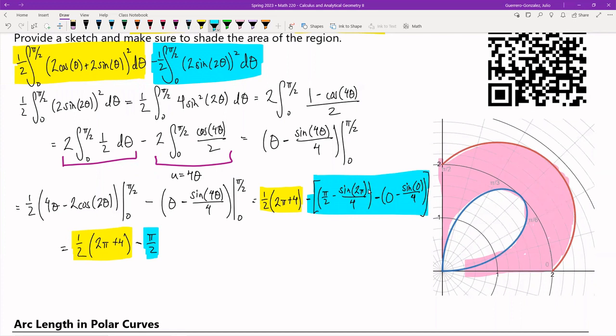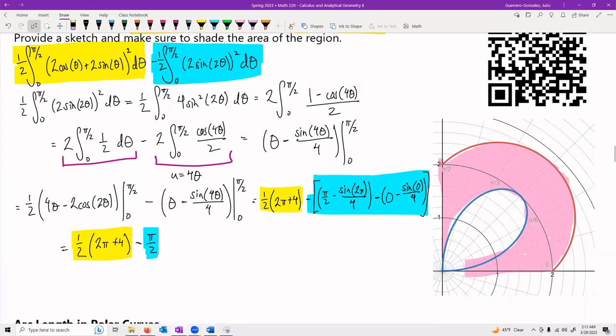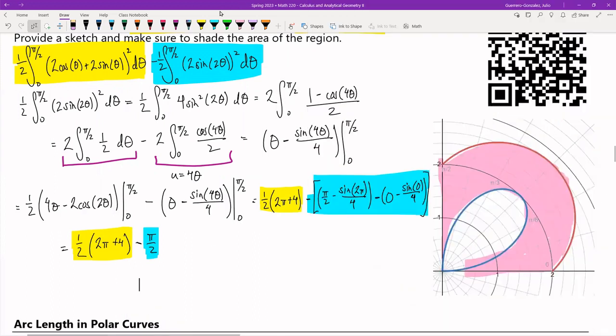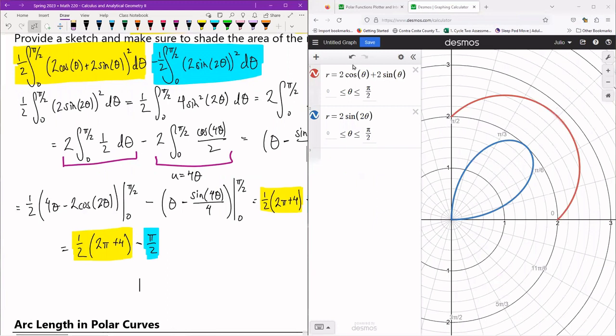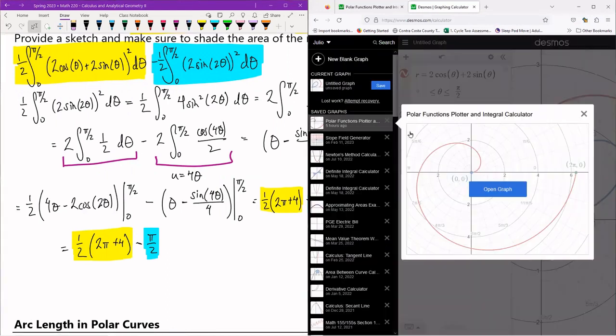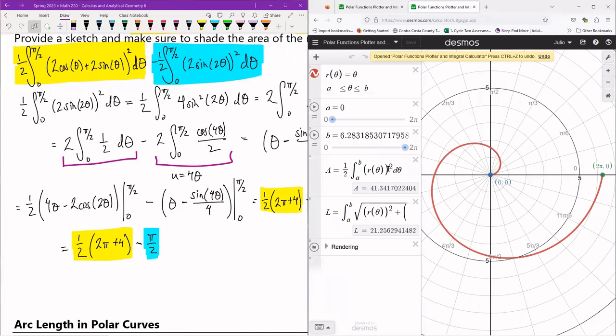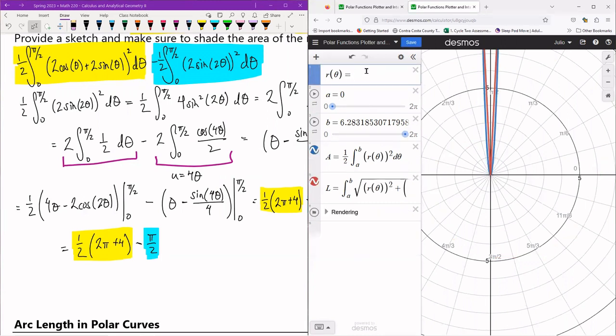Cool. Okay. So just to show you guys now, what do I mean by I can't use the integral calculator like I know and love? I'm going to show you why. So let me now go to the polar functions plotter. Since this is r squared of theta, we have to find the area of each one separately in order for us to get what we need. So in this case, I'm going to put the first one in first, just to show you guys what that was. So it's going to be 2 cosine theta plus 2 sine of theta.